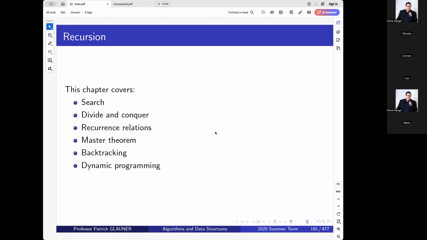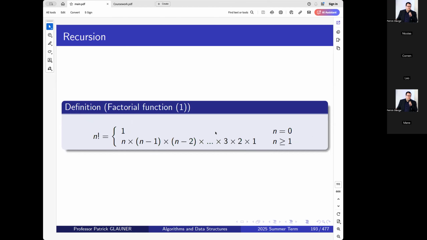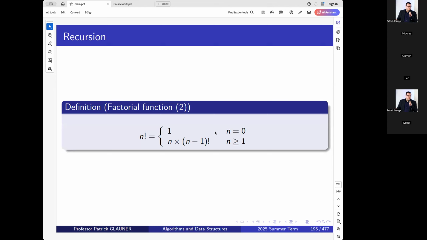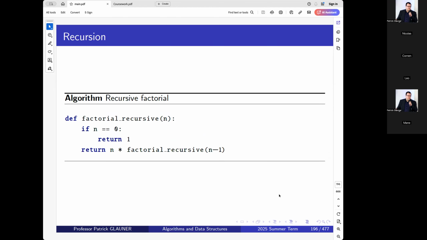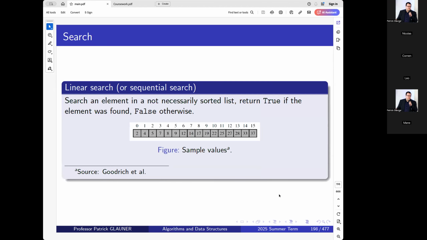Last week, we started looking into recursion. We saw that recursion is one way we can do repetition in a computer program, which is totally different to using loops, for example. We saw the factorial function as one example, and we saw we can implement it through a loop, but we can also express it in terms of itself. So the factorial function is n times the factorial of n minus 1. So it's a recursive definition. We've implemented this. We looked at the stack trace of recursive calls.